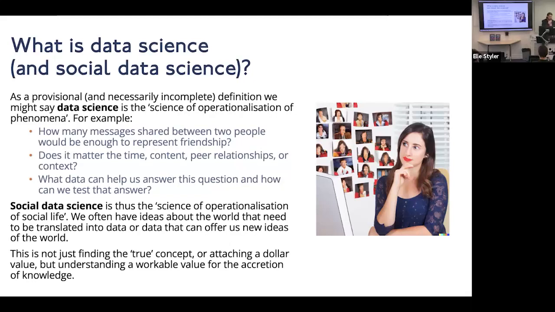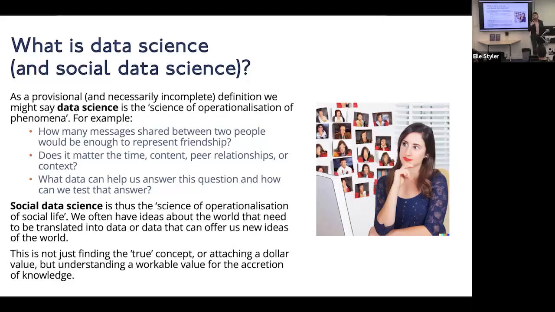So how many messages shared between two people would be enough to represent a friendship? Does it matter the time? Does it matter the content of the message? Does it matter the peer relationships from which those messages are sent? And what data can help us answer this question, and how can we test that answer? And that last one is really important, because you may know of friends that are yours. You may know of other people's friends. You may know of platforms where people signify friends, but that is not necessarily the same thing as a friendship.